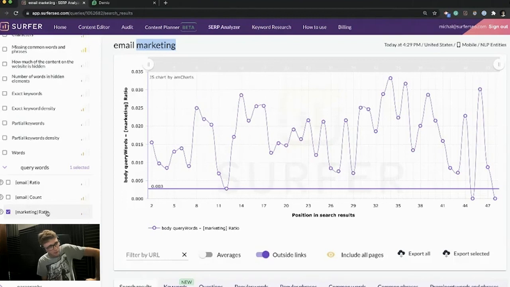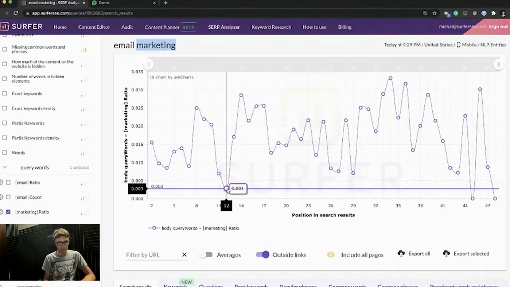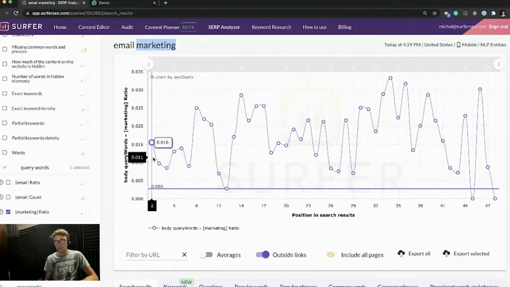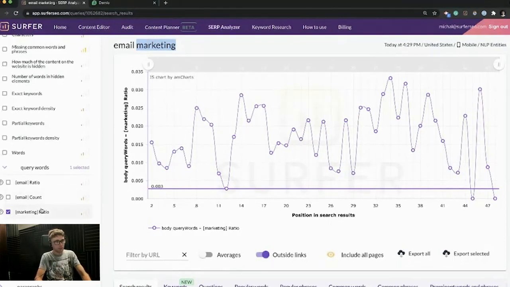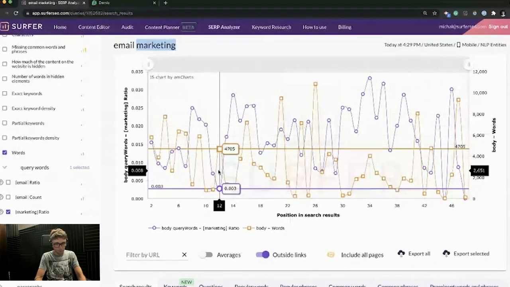But we just made a great decision, because our task for now is not only to add exact keywords, but also to focus on including the keyword marketing in quite a lot of places, because our density of the marketing keyword is only 3 times per 1,000 words, while it should be around 15, 16, and definitely above 10 times per 1,000. Let's connect it with number of words. We have 4.7 thousand words. So we have a lot of content, and it's definitely enough.